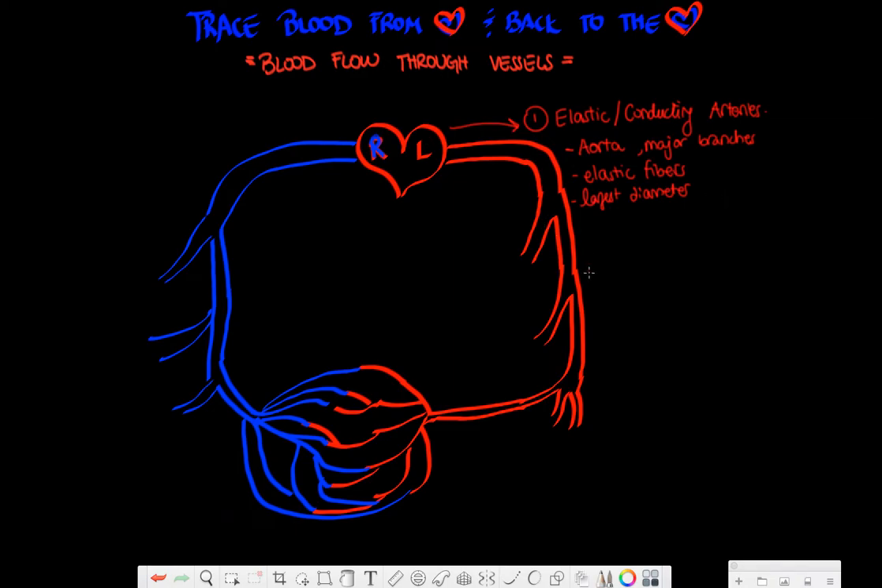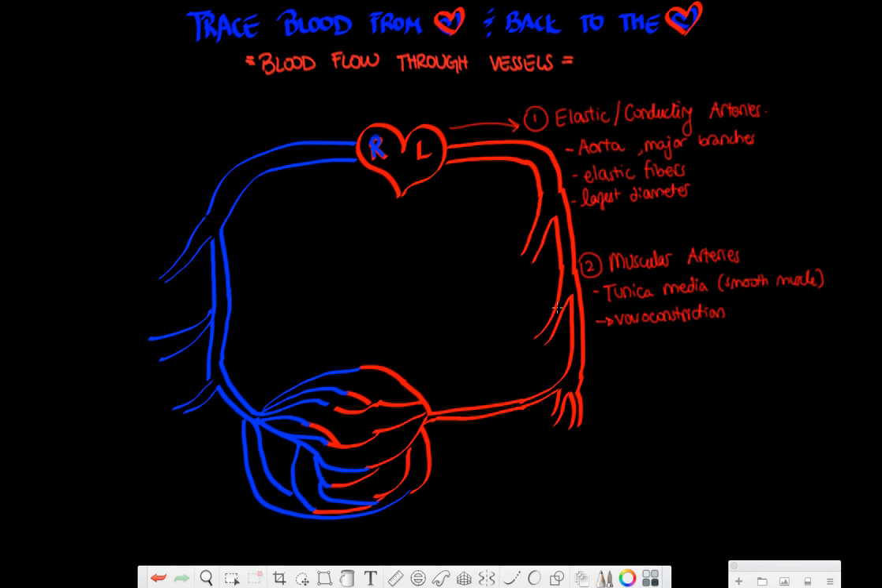Next up, the second type of vessels that the blood is going to enter are what we call the muscular arteries. From their name, you can tell that they have a very thick smooth muscle layer. That layer we called the tunica media, the smooth muscle layer. This layer is very thick, and this is what is under vasoconstriction regulation.